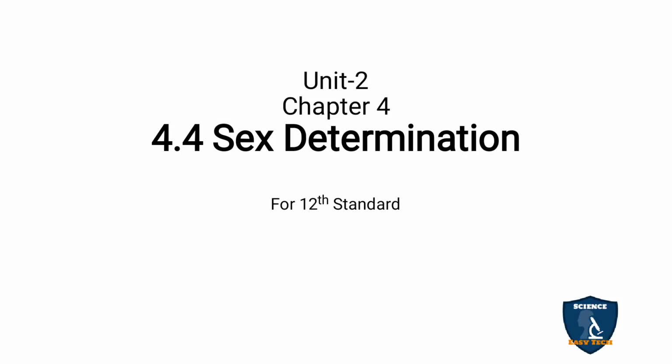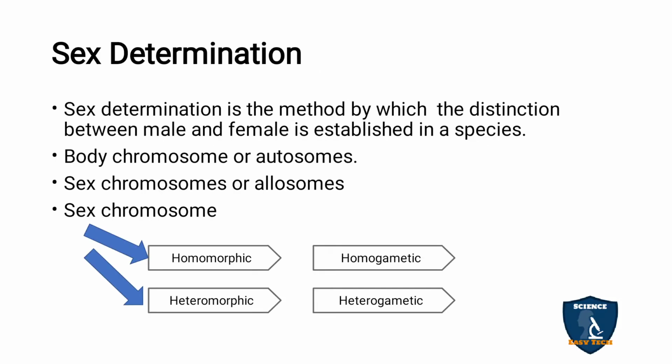The topic is sex determination. Sex determination is important to distinguish the male and female in a species. There are two types of chromosomes present in the individuals of a species. Body chromosomes are autosomes, and sex chromosomes are allosomes.